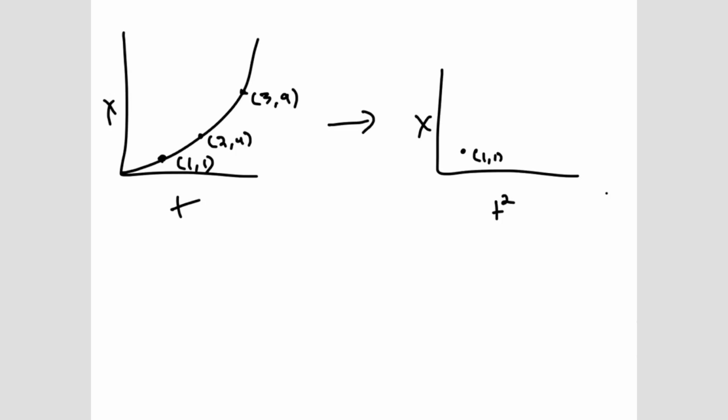But then my 2, 4 point happens to change. In this case, I go from 2, 4 to 4, 4 because 2 squared is 4. That's probably about there. I can use really similar reasoning for my 3, 9 point. Instead of 3, it's going to be 9 now because 3 squared is 9. Then I have the point 9, 9. And now I can put a best fit line. Now we can take the slope of this.